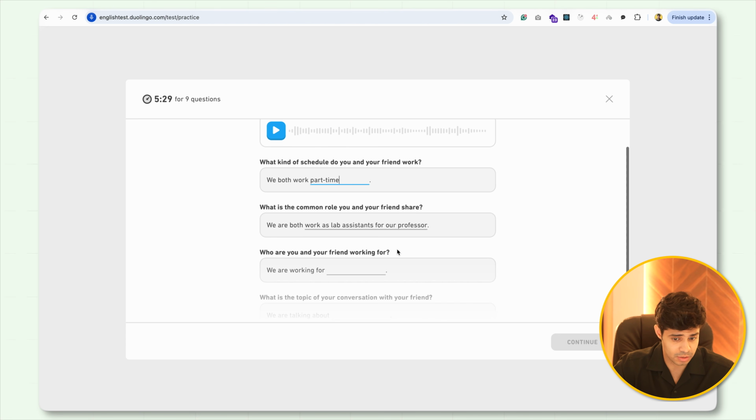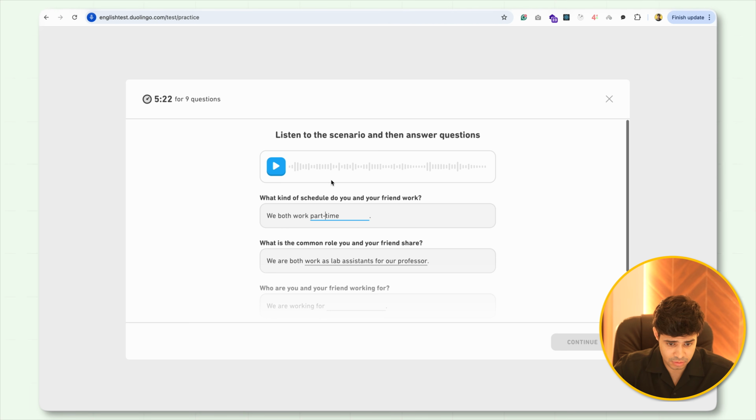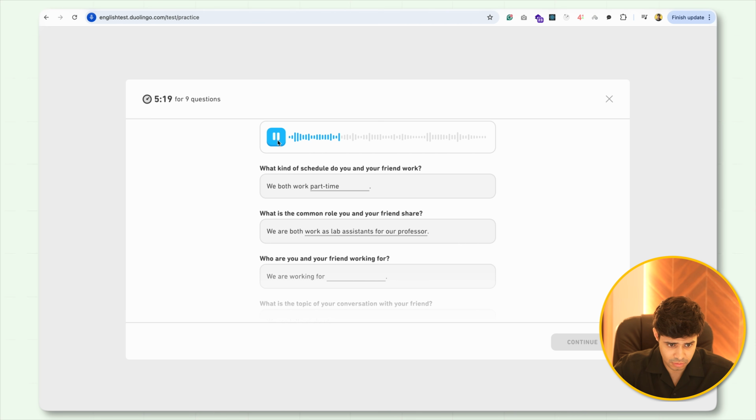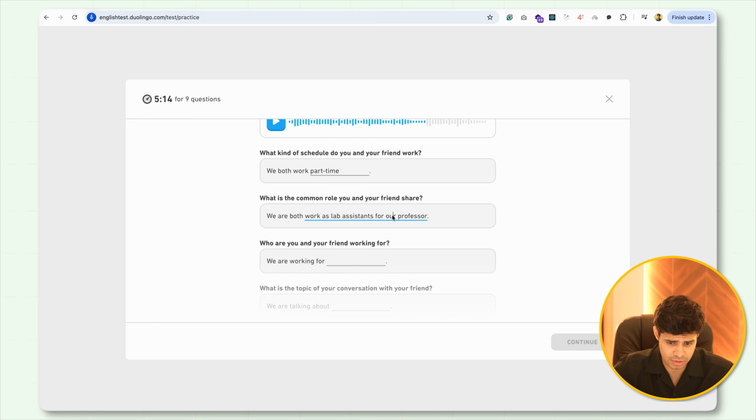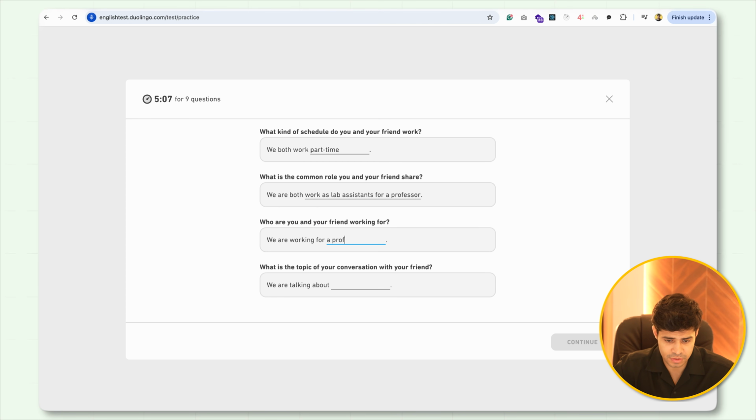We work part-time. It's not full-time, so it's got to be part-time. We both work as lab assistants. You and your friend have recently gotten part-time jobs as lab assistants for a professor. For a professor, I think we can just say for a professor. I just want to be very certain. All right, who are you and your friend working for? For a professor. What is the common role you and your friend share? We are both working as lab assistants, actually. And I can just shorten this now. Makes a bit more sense.